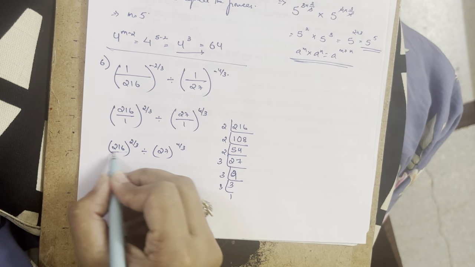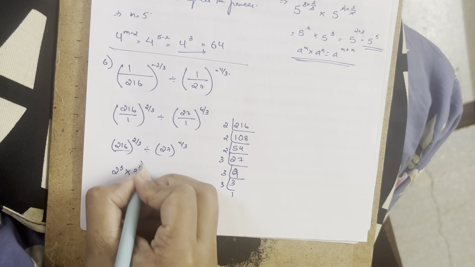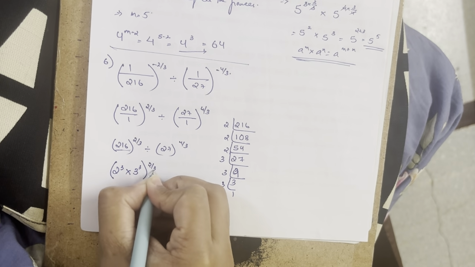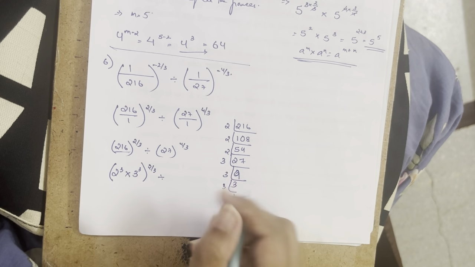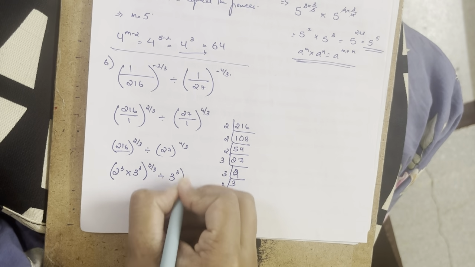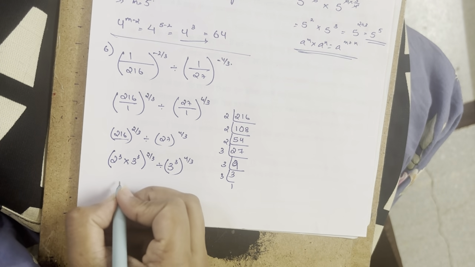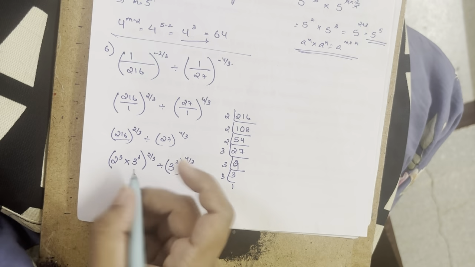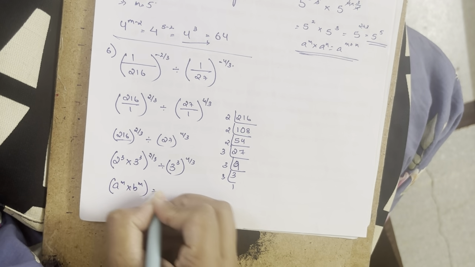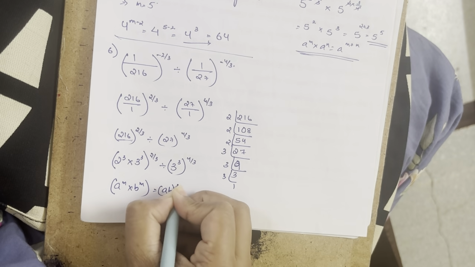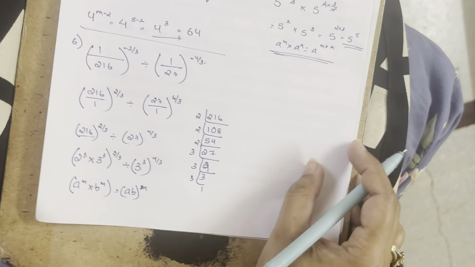So it can be written as 2 cube into 3 cube whole to the power 2 by 3, divided by 27, which can be written as 3 to the power 3 into 4 by 3. Now if the powers are the same, it's like a to the power m into b to the power m, that becomes ab to the power m. Common powers, right? So I'm going to apply the same rule in here.